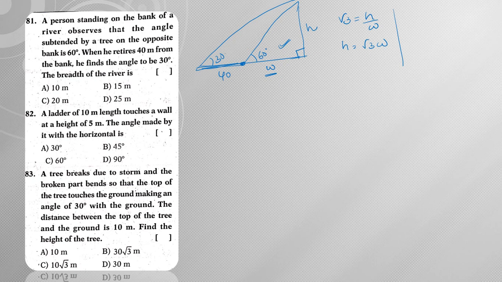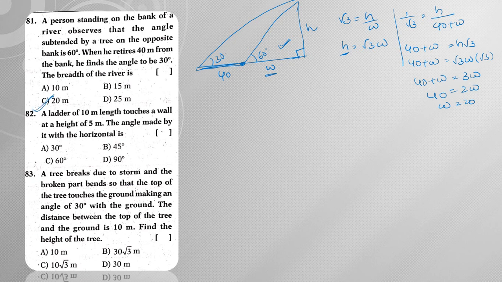Next, considering the total triangle, tan 30, which is 1 by root 3, is equal to h by 40 plus w. When I do cross multiplication, 40 plus w is equal to h root 3. Since I need the breadth of the river, which is the width, I need to eliminate h. So 40 plus w is equal to root 3w into root 3, which is 3w. So 40 plus w is equal to 3w, which means 2w is equal to 40, w is equal to 20. Hence the width of the river is 20 meters.